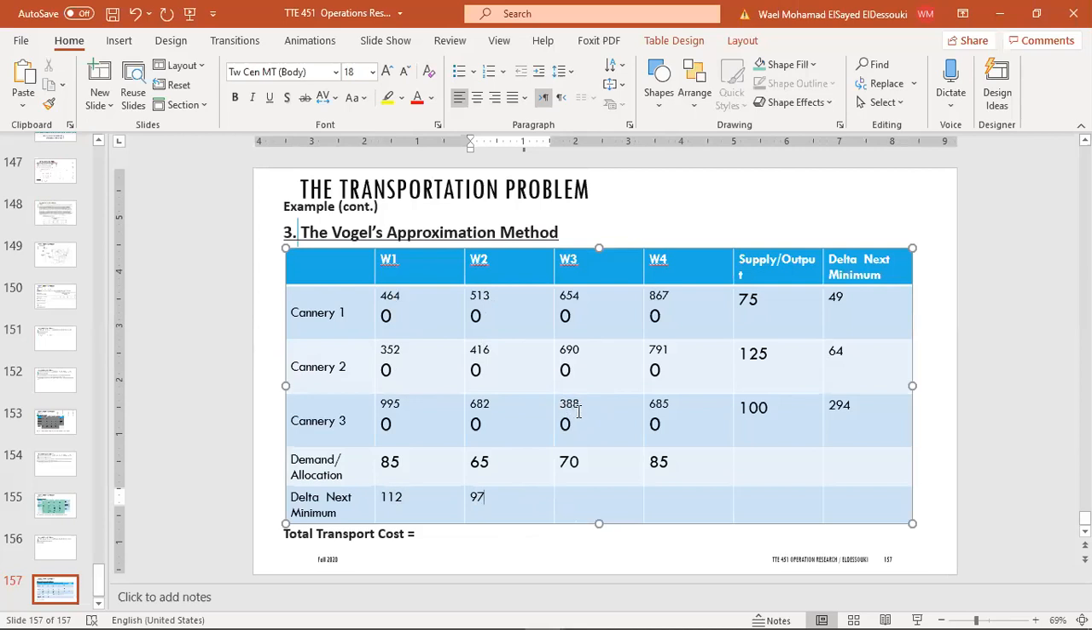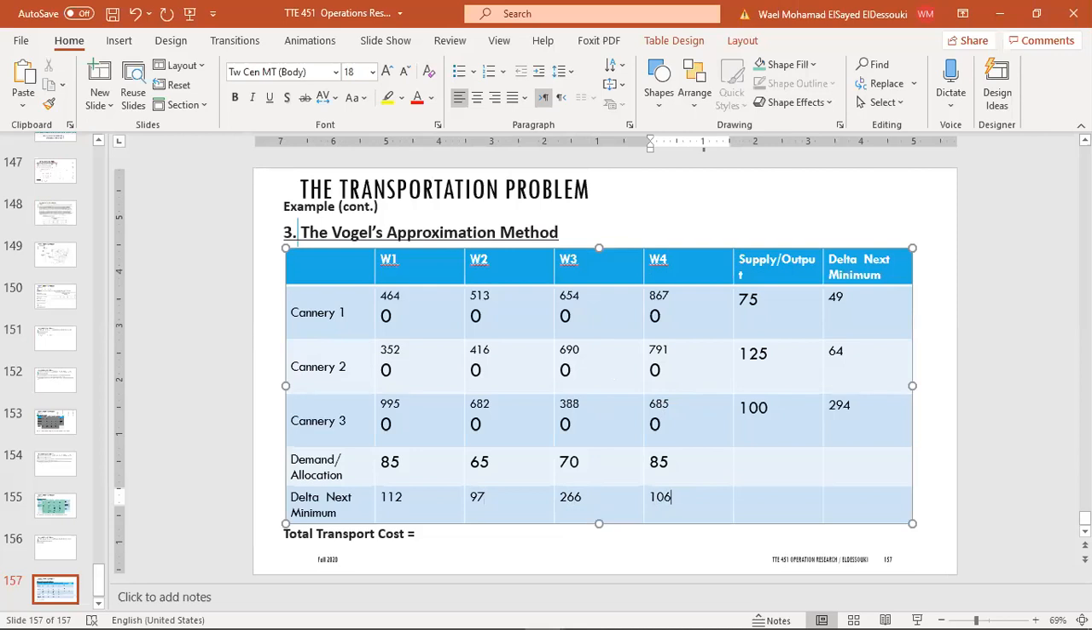Here the least is 388. The next minimum is 654. 654 minus 388 is 266. And here the least cost is 685. The next one is 791. So the difference is going to be 106. Correct? So that's the first step.